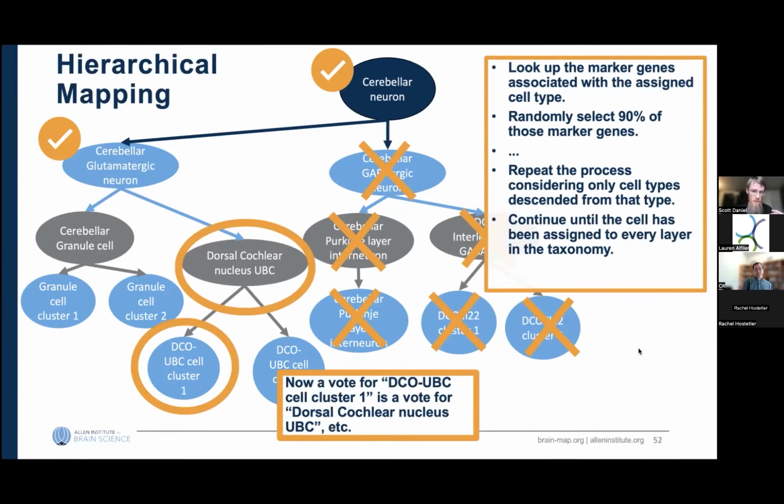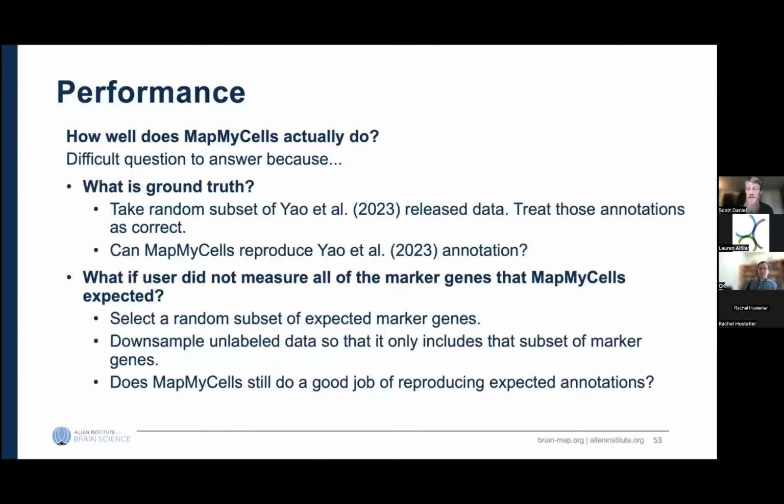Now, when we find that the cell is most correlated with, say, DCO UBC cell cluster 1, we treat that as a vote for dorsal cochlear nucleus UBC, put a vote there, repeat 100 times, figure out whether granule cell or DCO UBC gets the most votes, assign to that, and then try to assign a cluster. Just walk down the tree until the cell has been assigned to every layer in our taxonomy. So that's what it does.